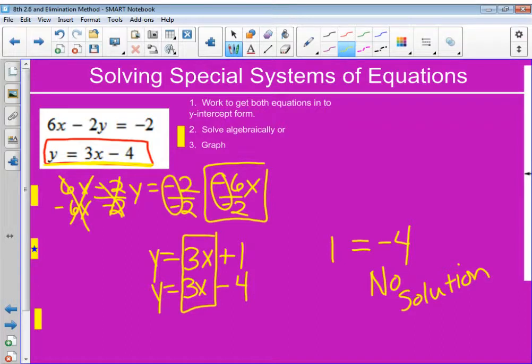Okay, if I were to graph this out, we would end up with those parallel lines where they're parallel to each other. They both have different starting points, but they have the exact same slope, which means the lines are going to be the same. They're just going to start at a different point of the graph.